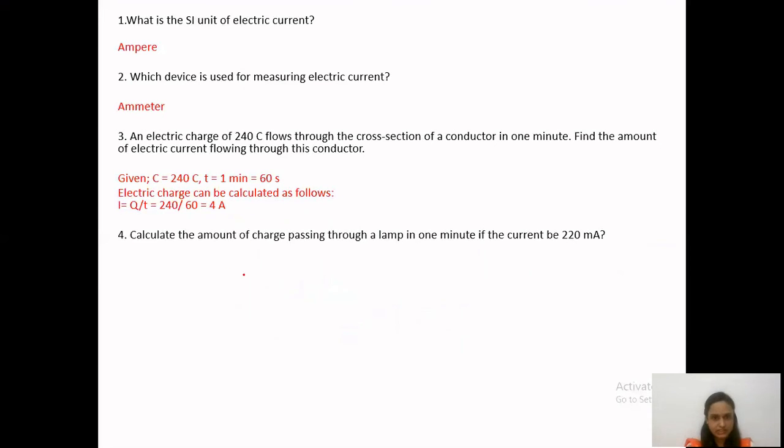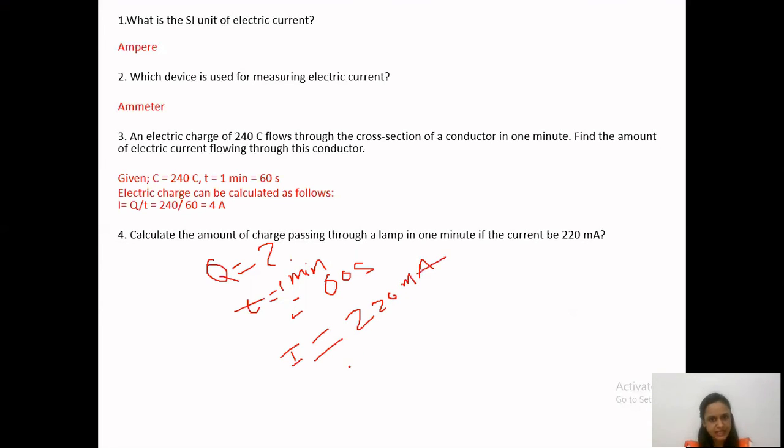Now let us do another question, that is, calculate the amount of charge passing through a lamp in 1 minute. The time is given as 1 minute, which we can convert into seconds, that is equal to 60 seconds. Then the current is given as 220 milliampere, so it is also given in milliampere. First we will convert it into its SI unit. We know that 1 ampere is equal to 10 raised to 3 milliampere, so we'll convert it by multiplying with 10 raised to minus 3 to get ampere.